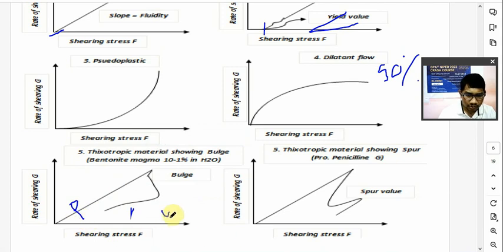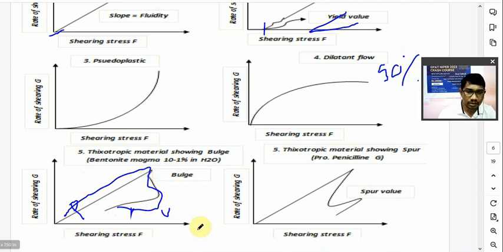So in the up curve of bentonite magma 10 to 15% solution in the water, it will produce a characteristic hysteresis loop. Hysteresis मतलब एक bulge आएगा, bulging out हो जाएगा. Then recovery उसका state होगा. So up curve and down curve will not superimpose. Okay. So this is known as a bulge.